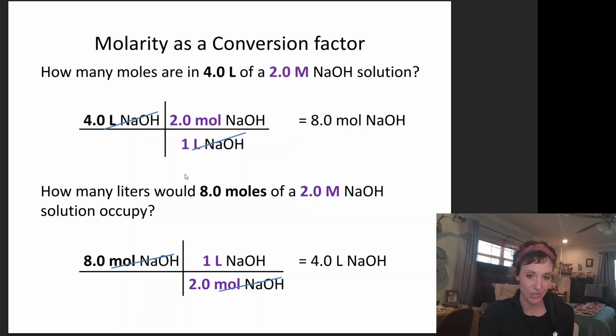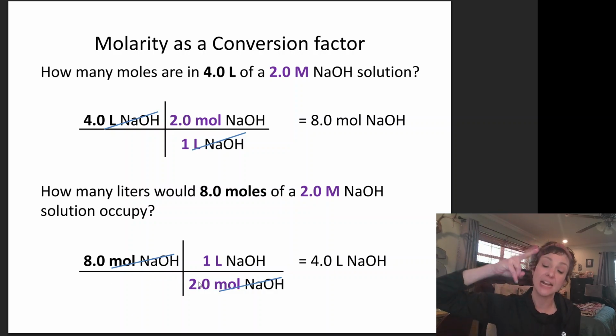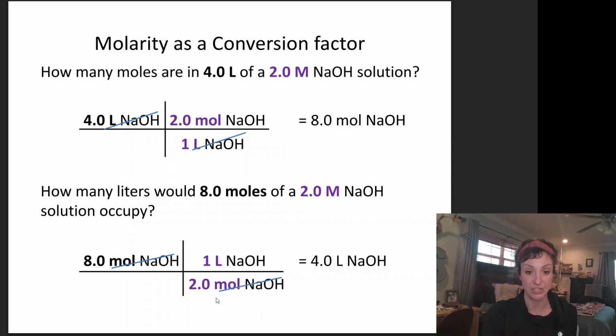Meaning if I've given you 8 moles of a 2 molar solution and I ask how many liters that would occupy, you do the same thing. I use the same conversion factor, except I just have to flip it in the opposite direction so that the moles part cancels off, and I'm now able to solve for liters.